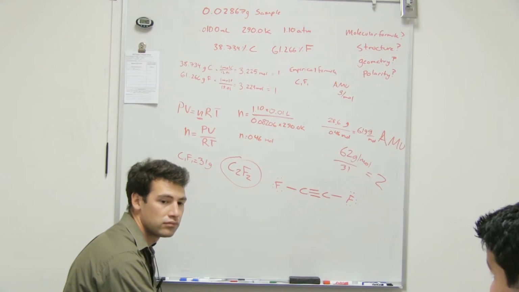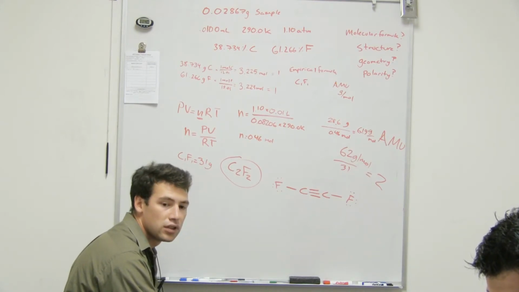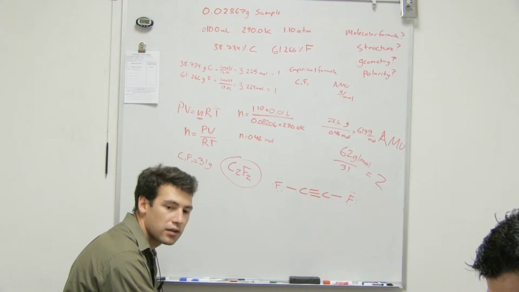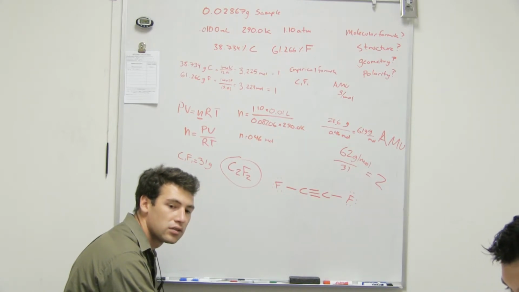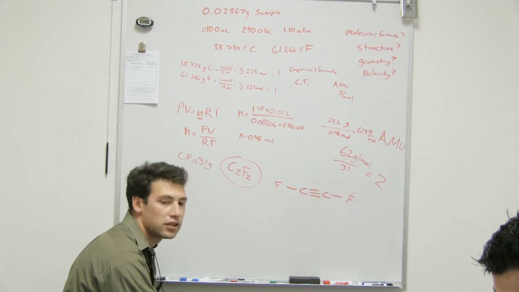Do we add all the dots? Only if it says to show valence electrons, I mean lone pairs. Do the Lewis structure of the compound. So you don't need to do lone pairs.